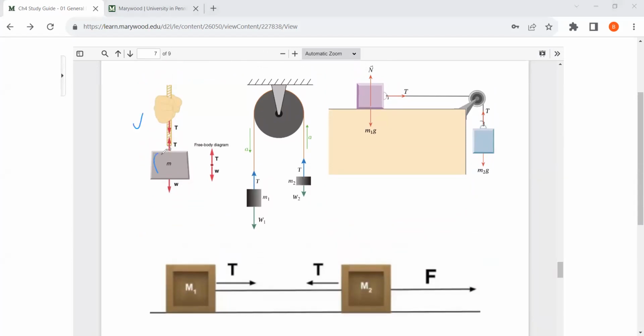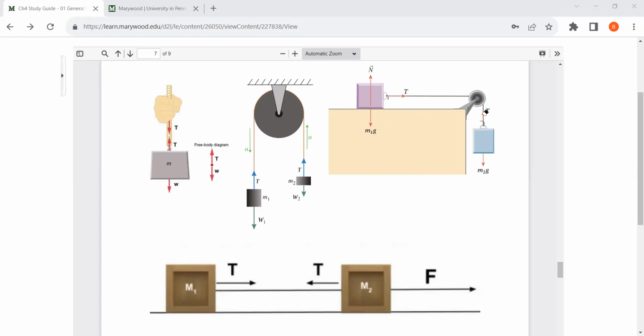Here you see this object is connected by this rope, or a string. That means we should have tension here. Here we have these two objects connected by this rope, so in a situation like this, we have tension force. The same thing here. These are some typical examples. The bottom line is that when objects are connected by some string, rope, or wire, we should have tension force.